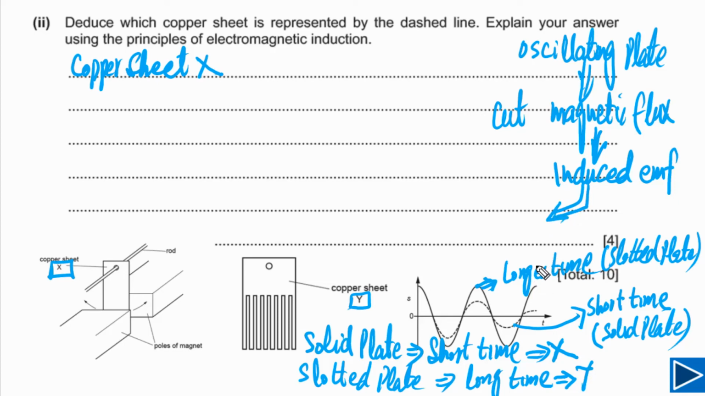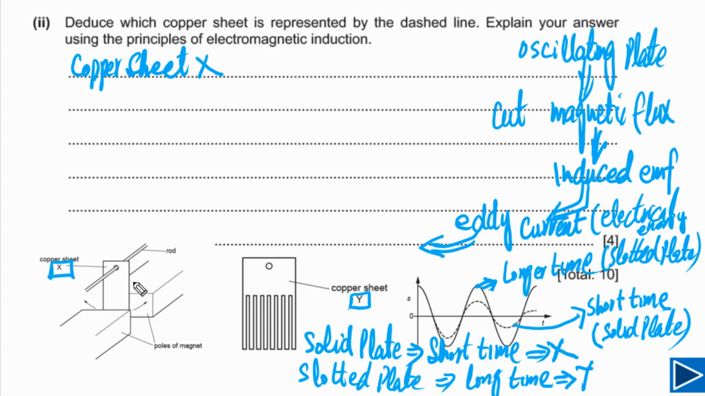And due to the induced EMF, eddy currents will be induced. Induced current means that when the conductor is inside a changing magnetic field, our conductor is cutting magnetic flux lines, current is induced, and that current we call eddy current. So in this case, the mechanical energy of the plate will be converted into electrical energy. And these eddy currents are different in the solid plate and in the slotted plate.